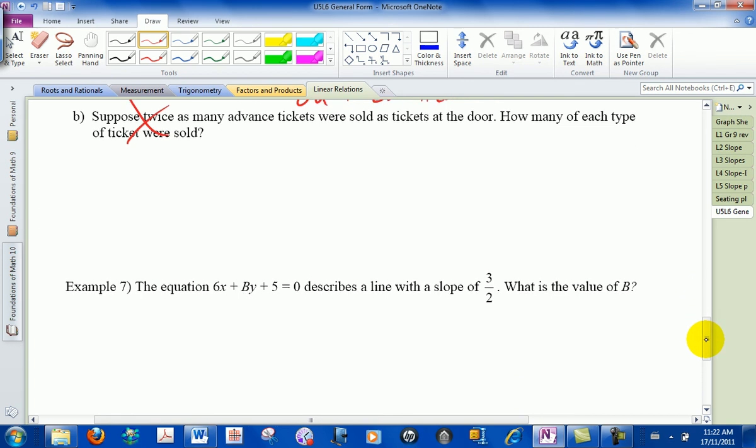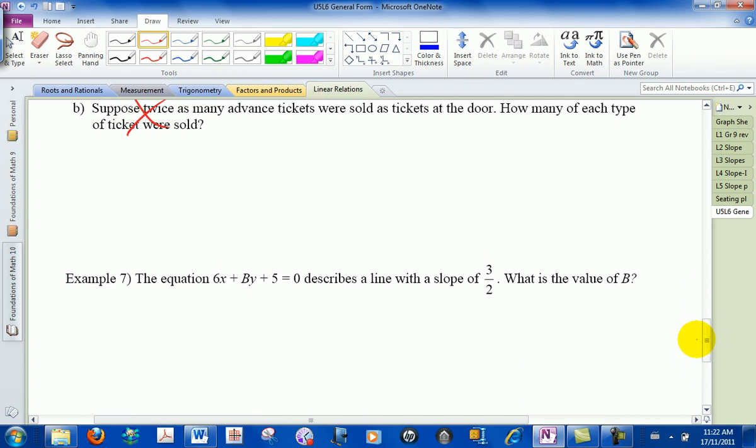Example 7. Here's another classic. Here's the equation. There's the slope. What's the value of b? So again, let's do some more practice here, folks. Otherwise, you're going to struggle with this. It's a really easy question. 5x plus 2y plus 7 equals 0. What is the value of m?